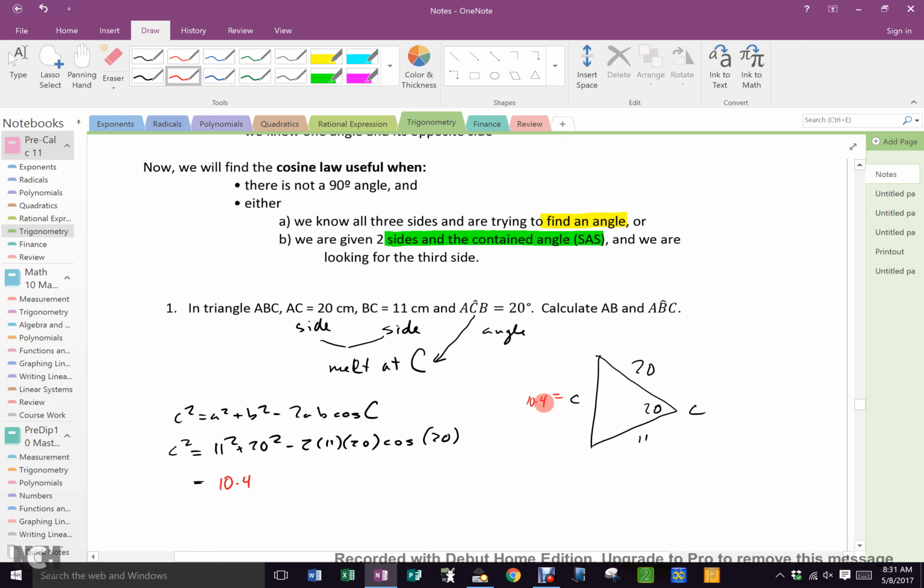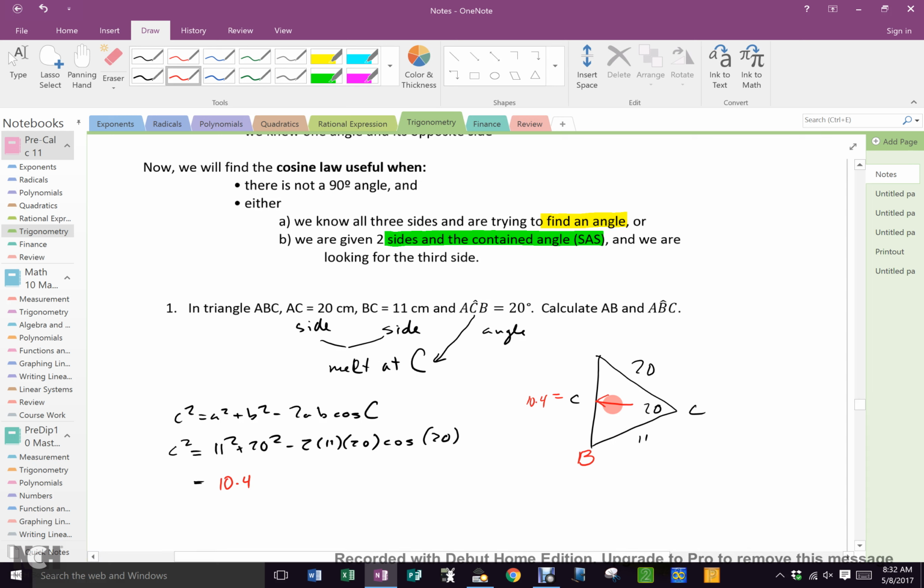So, have I done what I set out to do? I have AB, but I don't have ABC, do I? Well, where is B? Is it at the end of 20 or is it at the end of 11? 11, because BC was 11, right? Okay. So this is the angle for which I seek, right? Now, do I have a pair? So what do I do now? Sine law, because I've got my pair right here, yes?